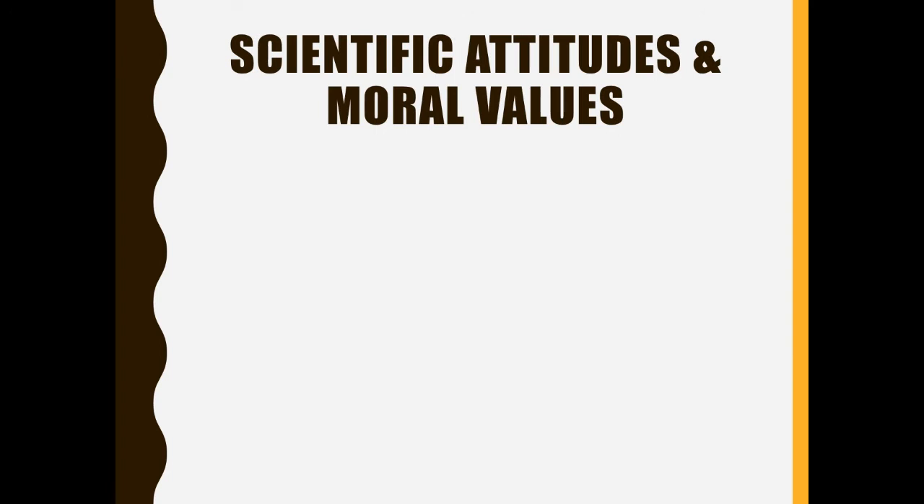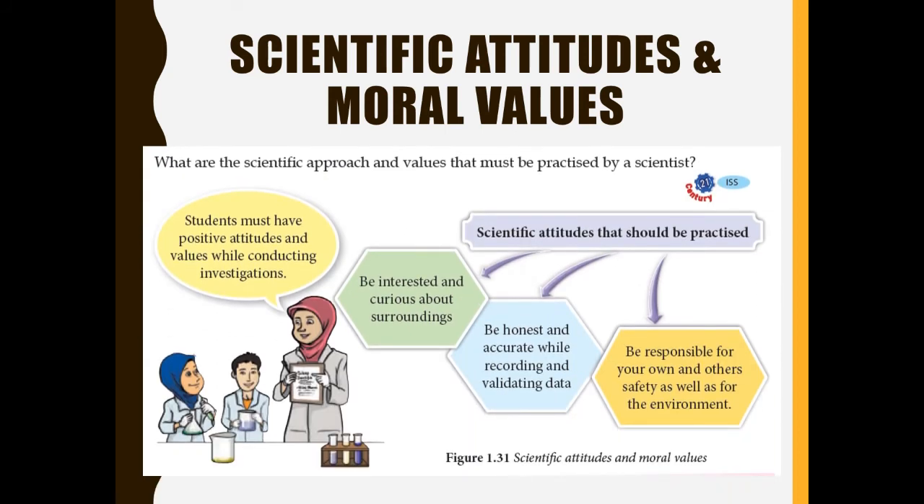So during the scientific investigation in our laboratory or any place that you do, we need to practice scientific attitudes and moral values. So, what are the scientific attitudes and values that must be practiced by scientists? First, students must have positive attitudes and values while conducting an investigation. Be interested and curious about the surroundings. Be honest and accurate while recording and validating data. Be responsible for your own and others' safety as well as for the environment.